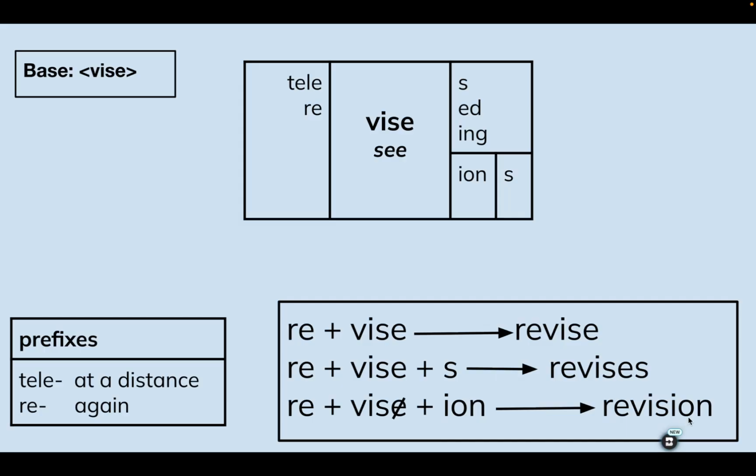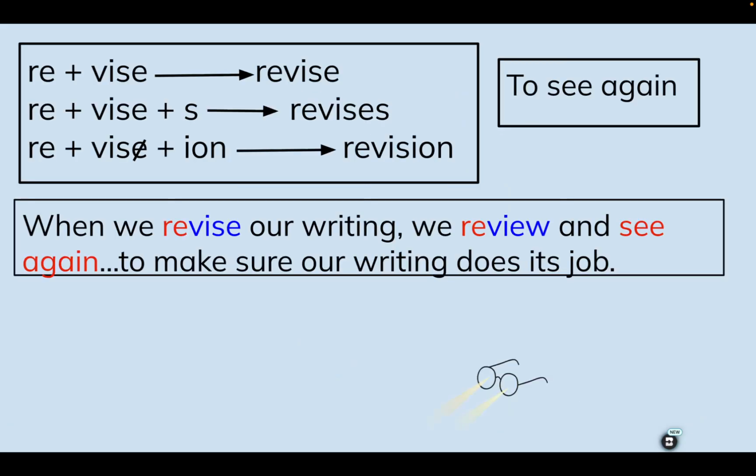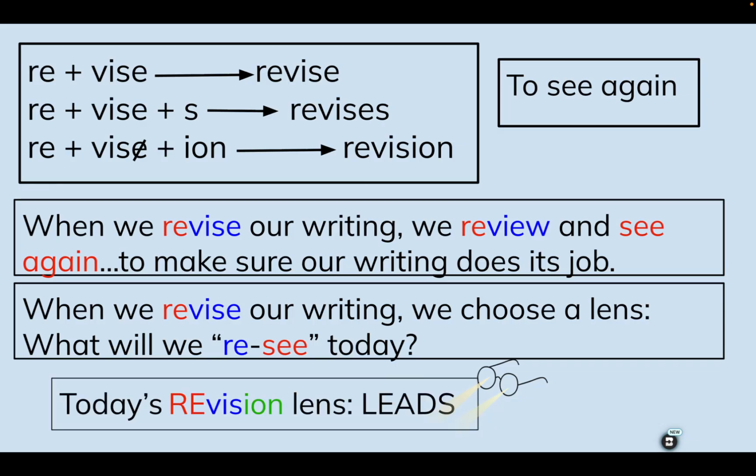We're going to be working on revision, and it means to see again. When we revise our writing, we review and see again to make sure our writing does its job. When we revise our writing, we choose a lens, one thing to look for. What will we receive today? Today's revision lens is leads.